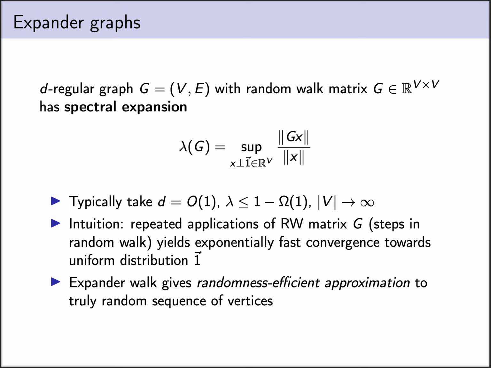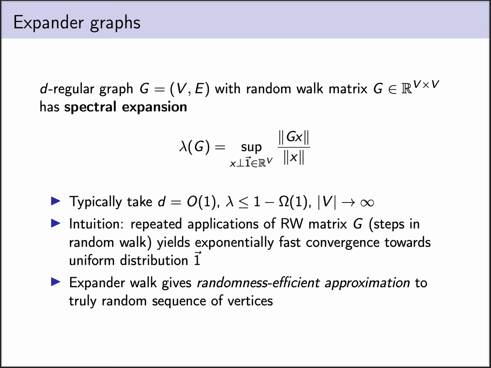Before getting into more details on these results, I'll just review the basics behind expander graphs. For the purpose of this talk, an expander is simply a regular graph with a random walk matrix G. Here we'll interchange notation, and interchange a graph with its random walk matrix. We look at spectral expanders. The spectral expansion is simply the spectral norm of the random walk matrix G when we restrict to vectors that are orthogonal to the all ones vector.